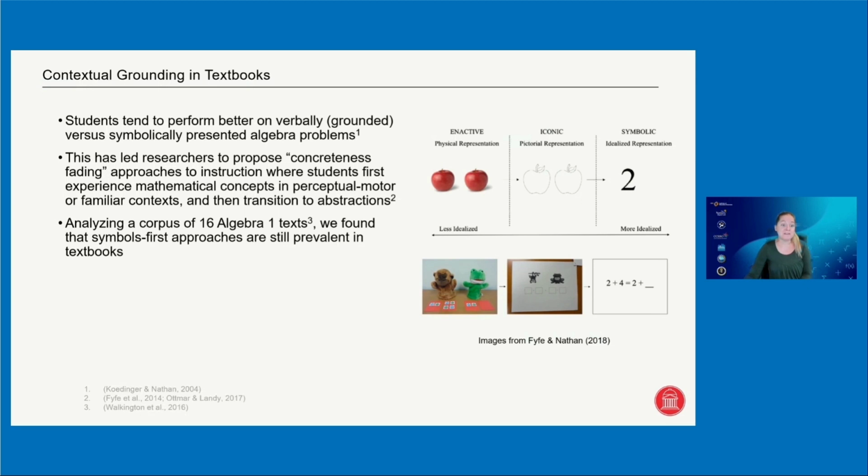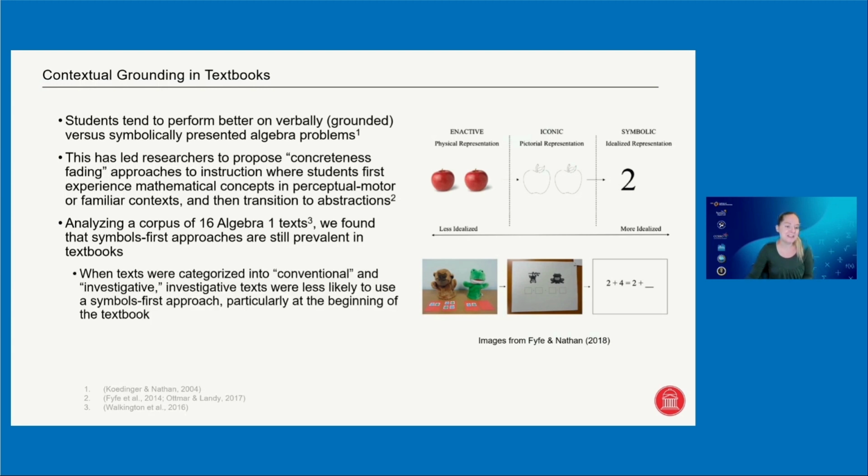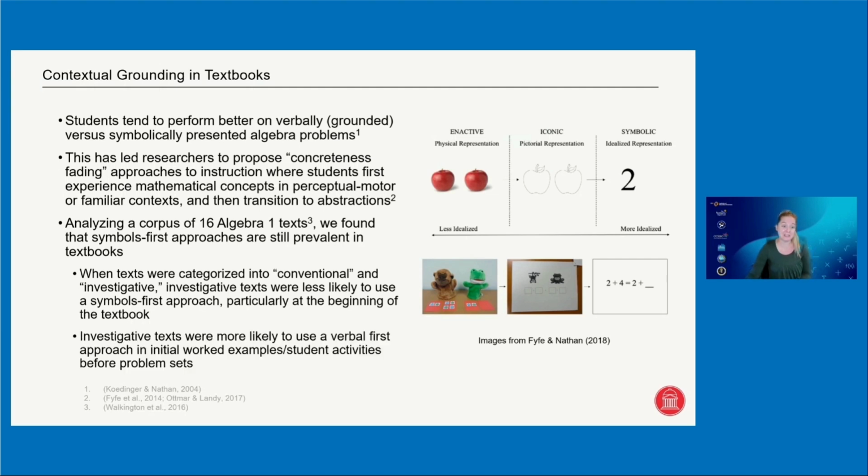We looked at a corpus of 16 Algebra 1 texts, and we found that symbols-first approaches are still prevalent in textbooks. When we categorized texts into conventional and investigative, investigative texts were less likely to use a symbols-first approach, particularly at the beginning of the textbook, so they follow concreteness fading better. We defined investigative texts as texts that were based on the NCTM standards or a lot of the NSF-funded texts. Investigative texts were less likely to use a verbal-first approach in the initial worked examples and student activities that came before problem sets.